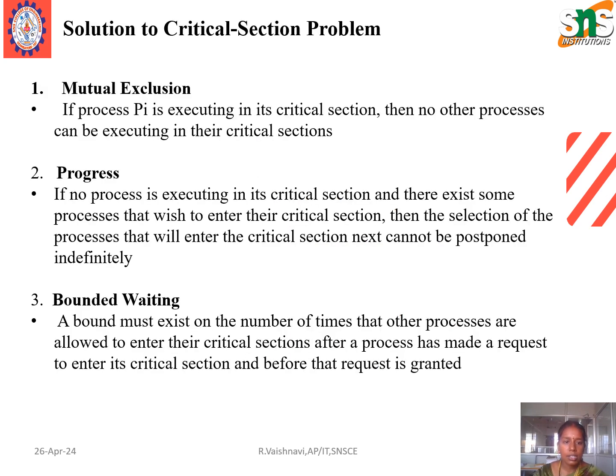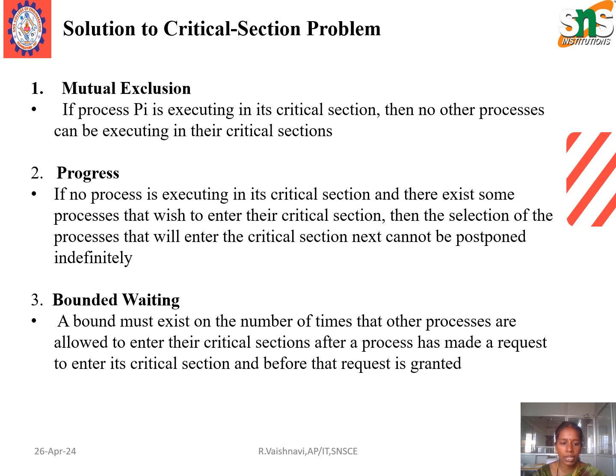Solution to the critical section problem. First one is mutual exclusion. If process Pi is executing in its critical section, then no other processes can be executing in their critical sections. Progress. If no process is executing in its critical section and there exist some processes that wish to enter their critical section, then the selection of the process that will enter the critical section next cannot be postponed indefinitely.